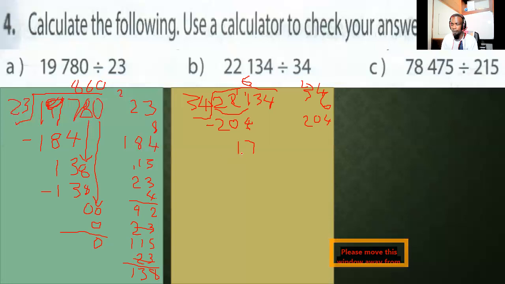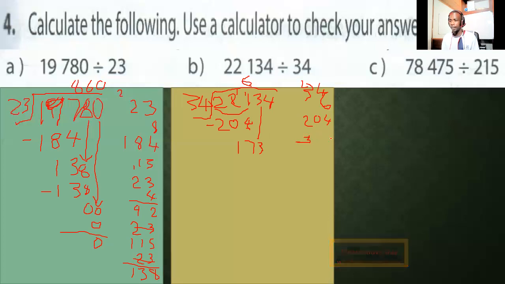Right? Now I must divide 17 by 34, but it can't. So I bring down 3. Now I have 173. 34 into 173, right? Let me estimate by using 5, okay? Because 204 was 6. Now let me use 5.